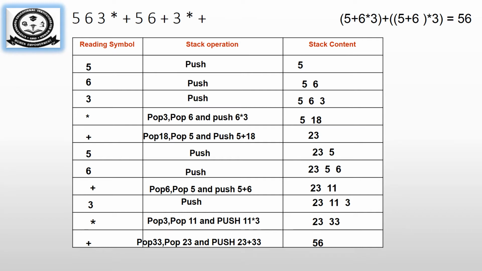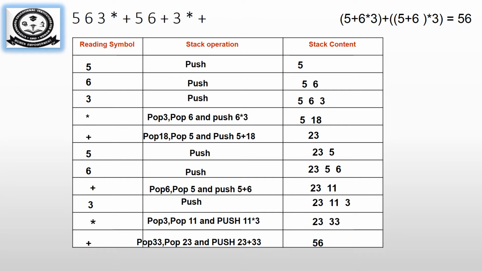Now the stack contains 2 values, 5 and 18. The next operator is plus. So you again pop 2 symbols from the stack, getting 5 and 18. You will perform addition and push the result 23 into the stack. The next operands 5 and 6 will be pushed into the stack. Then again plus, you get 6 and 5 popped from the stack, perform addition, and the result 11 will be pushed into the stack, so the stack has 23 and 11. The next operand is 3. It will be pushed into the stack.